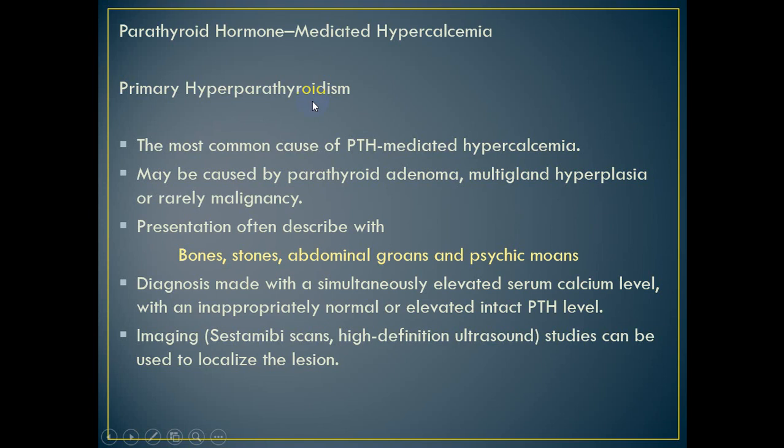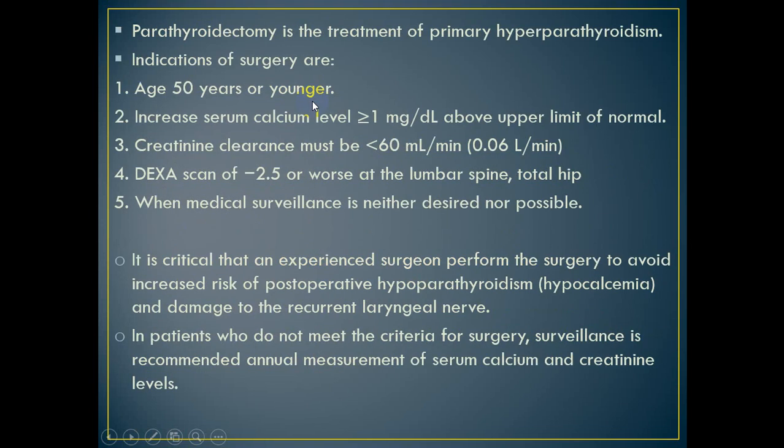Treatment of choice for primary hyperparathyroidism is parathyroidectomy, meaning surgery is the first-line treatment for primary hyperparathyroidism.